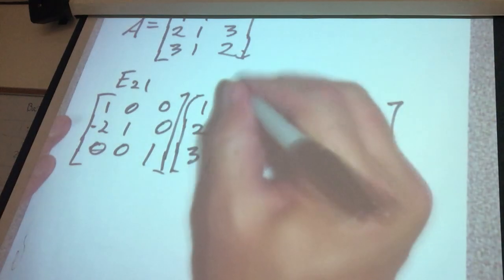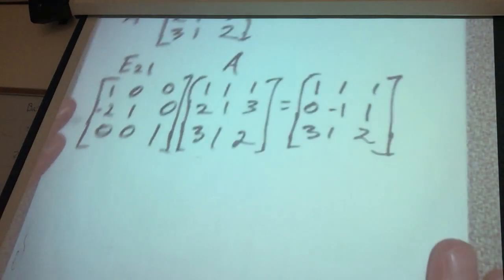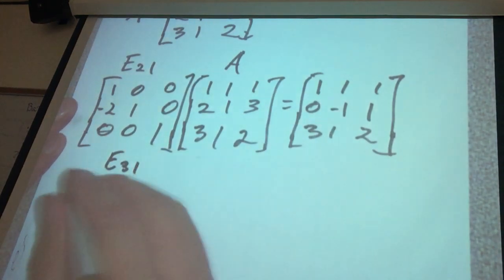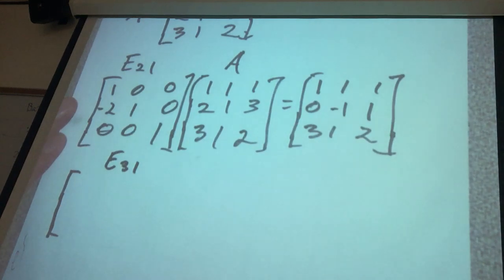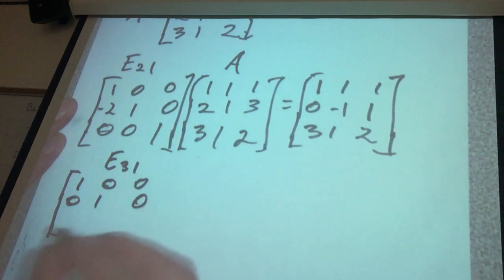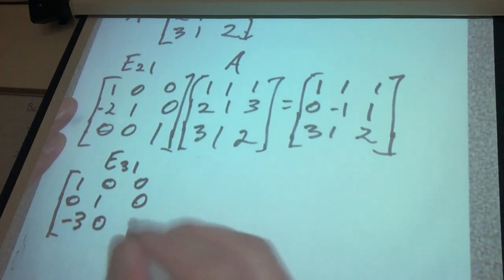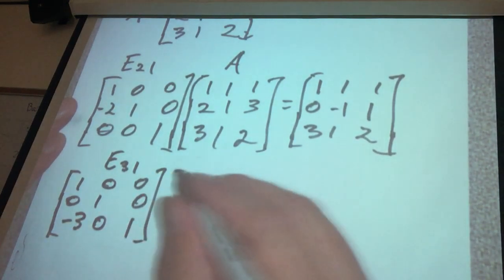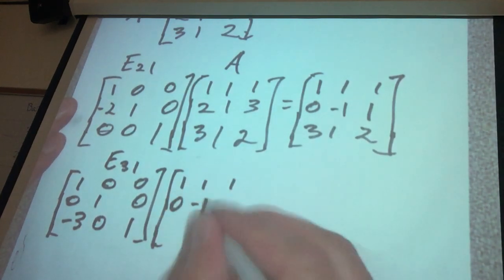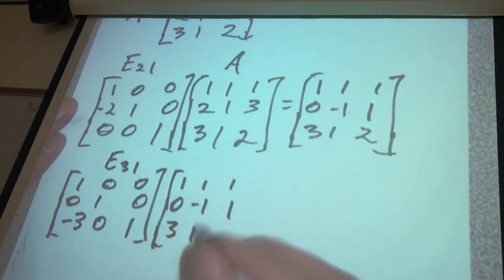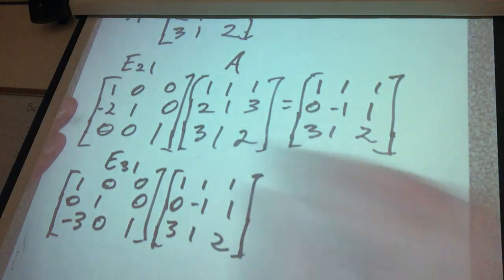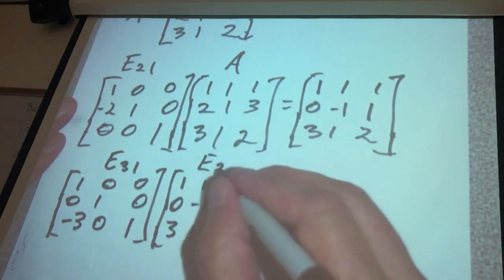All right, now this is E21 acting upon A. So now we're going to take E31: 1, 0, 0, 0, 1, 0, negative 3, 0, 1. And we're going to have this act upon 1, 1, 1, 0, negative 1, 1, 3, 1, 2. And now this is E21A.